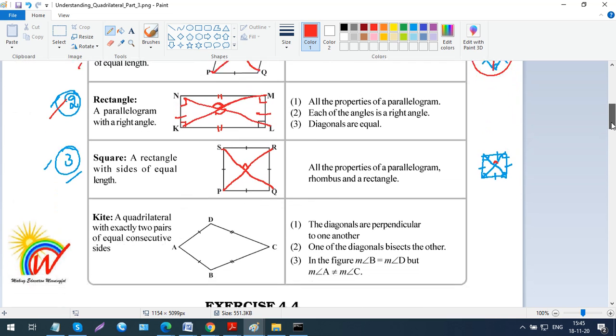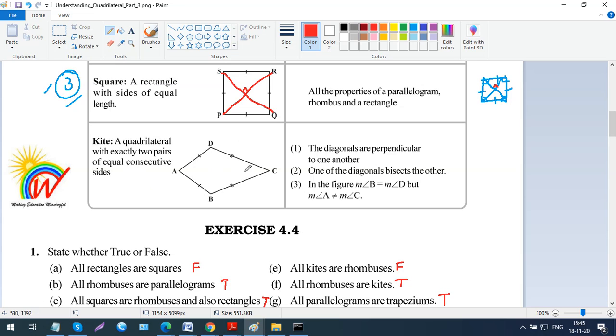Okay, now coming to the kite. We have already learned about the kite. See, the adjacent sides are equal, so these two will be equal and these two will be equal, and they are not parallel to each other. See, none of them is parallel, so it's not a parallelogram. Okay, so this is not a parallelogram.